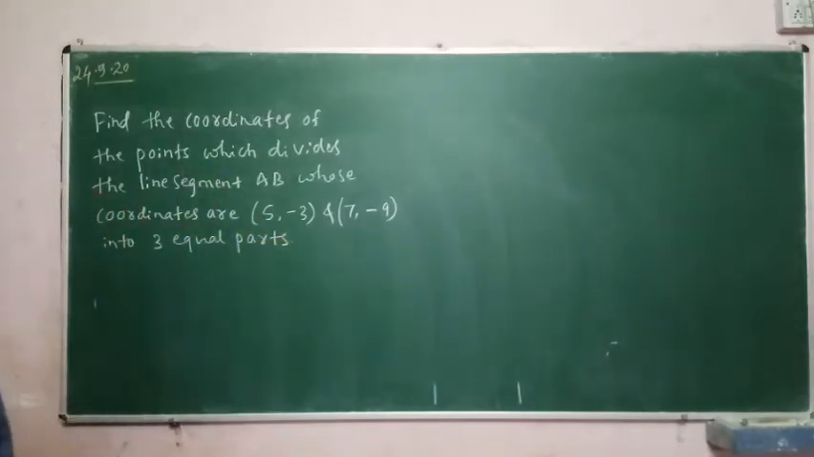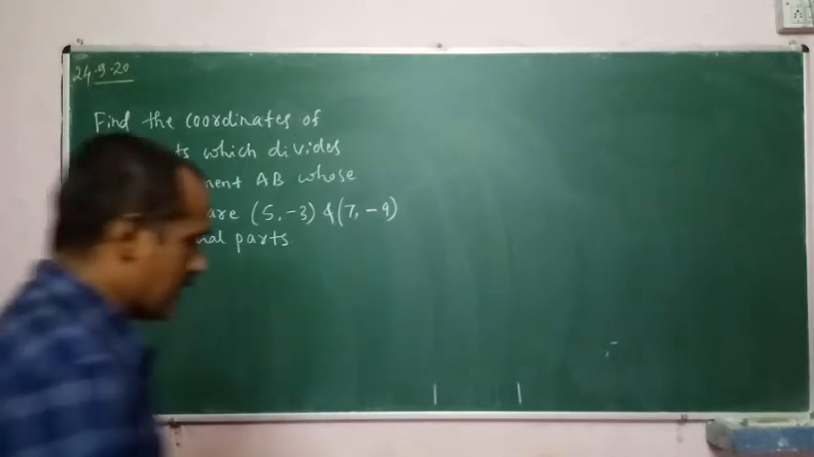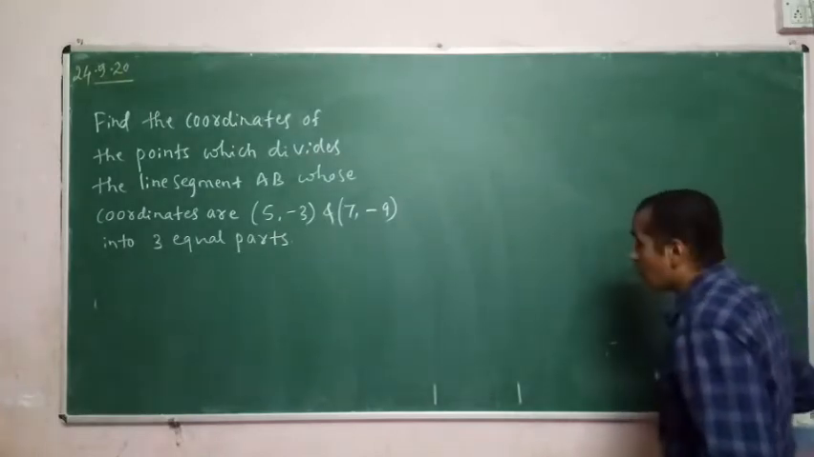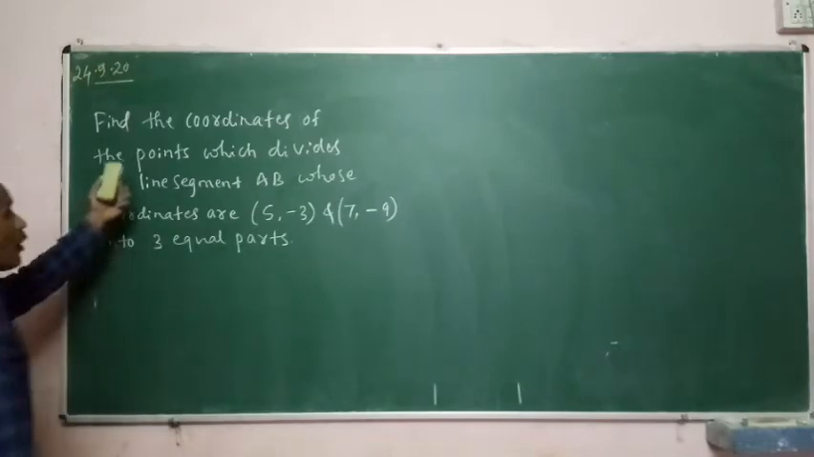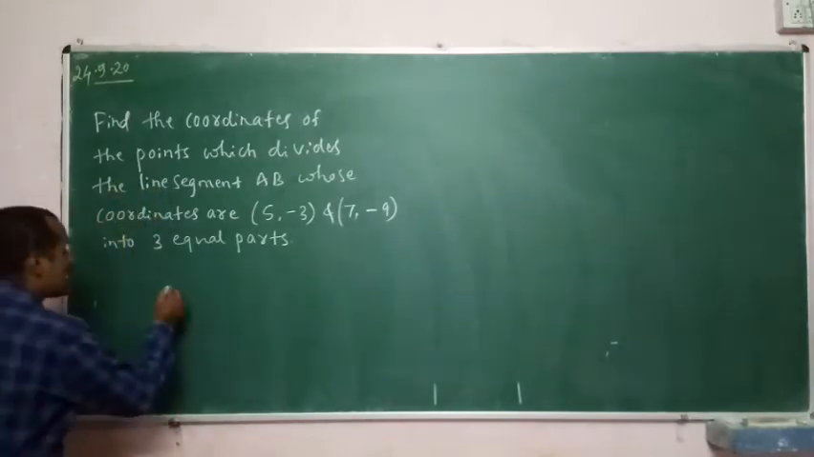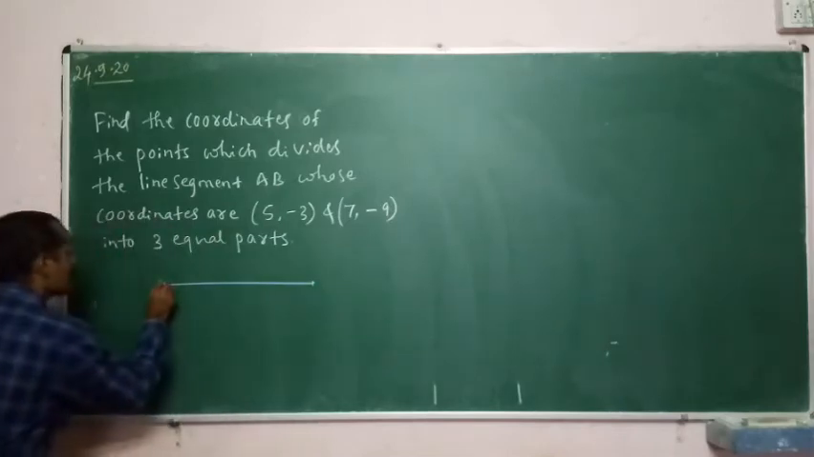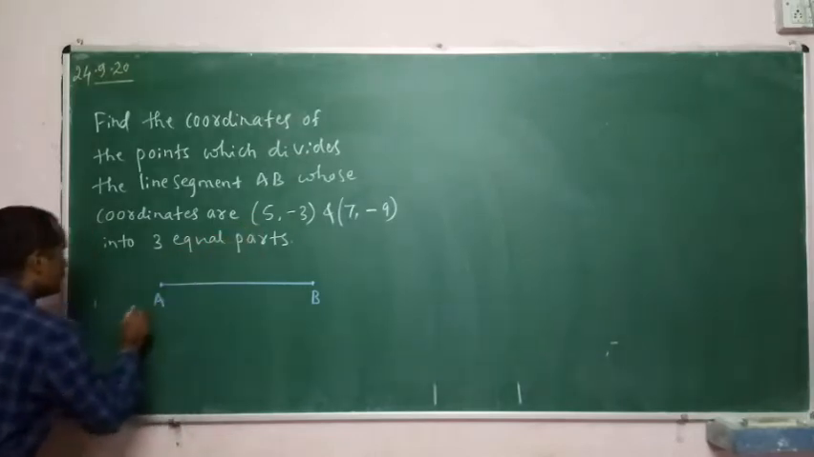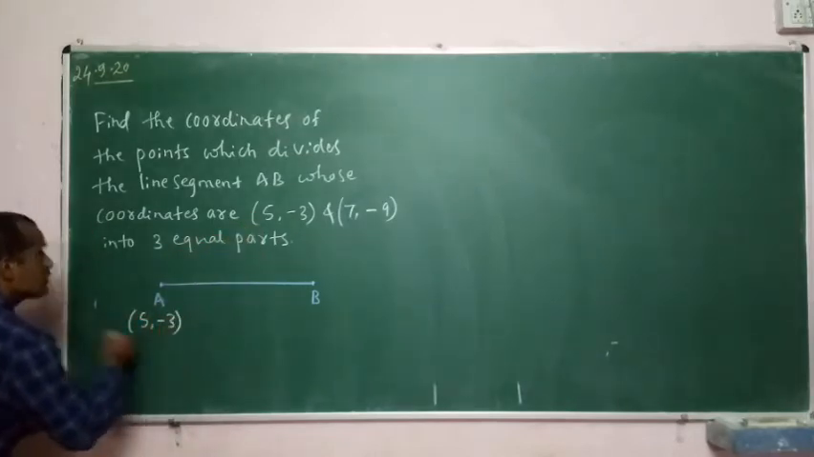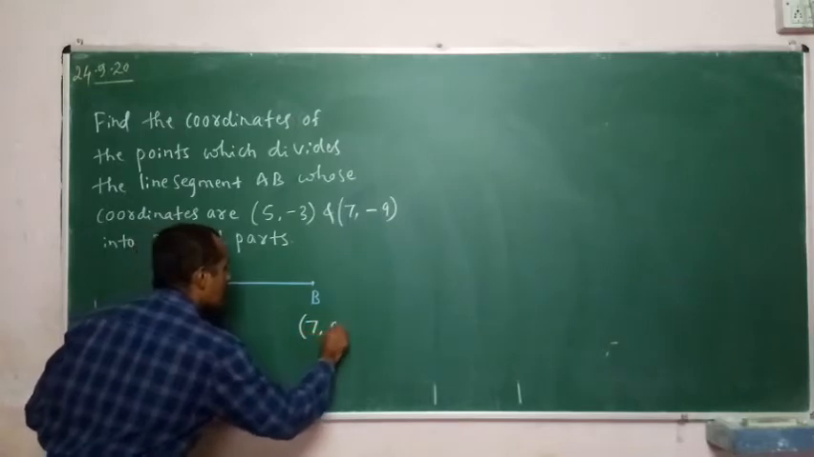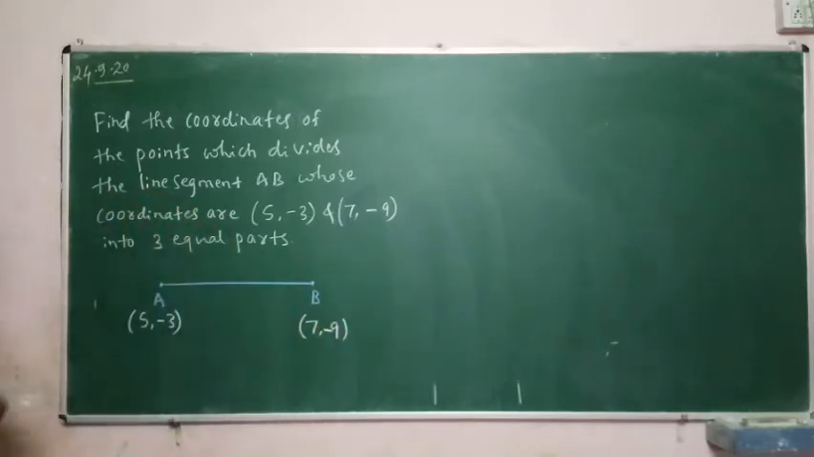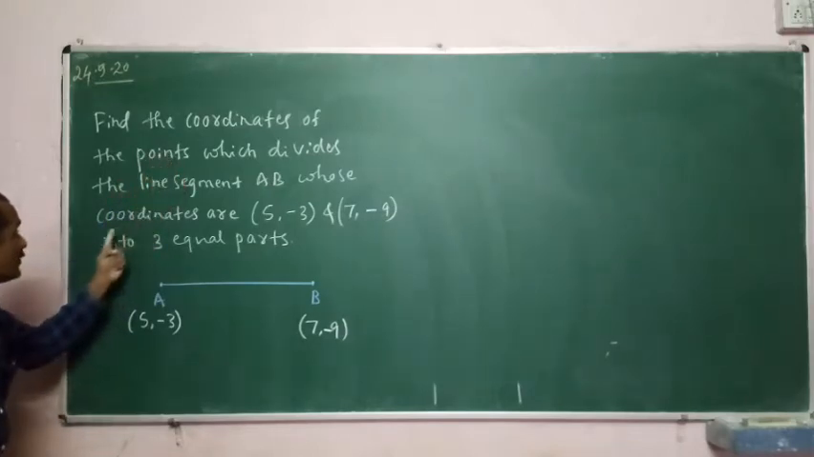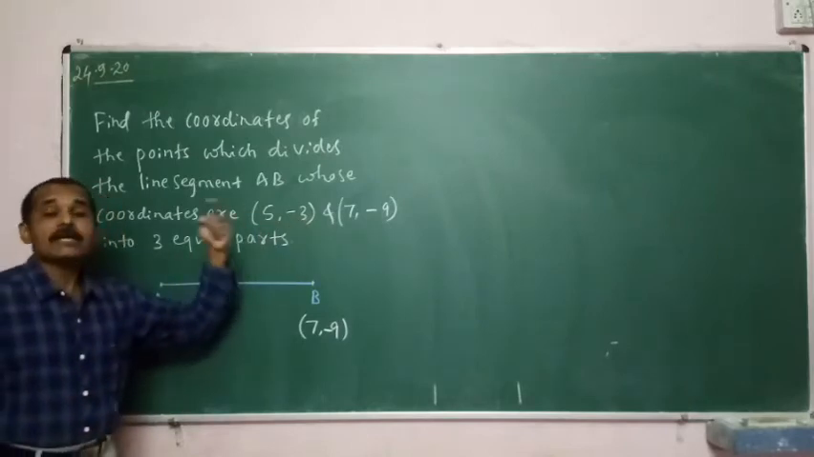Try to understand this problem. What they have given. What do they say? Find the coordinates of the points which divide the line segment AB. Here is a line segment AB whose coordinates are 5, minus 3, 7, minus 9. And these points divide the line segment AB into 3 equal parts.